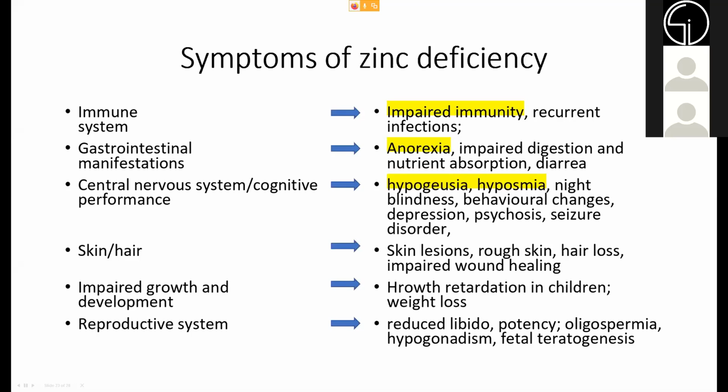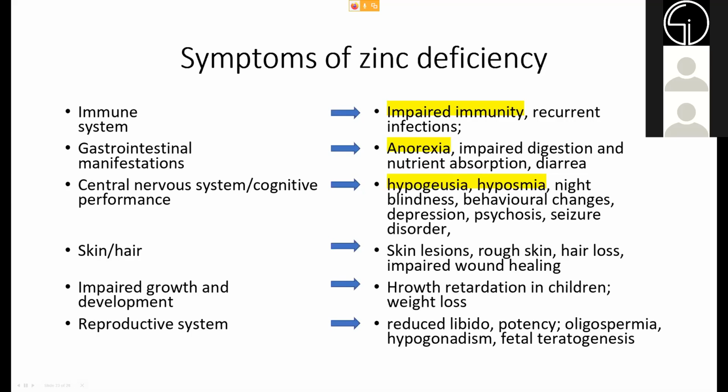These are important symptoms of zinc deficiency. There's the impaired immunity. If there is a mild zinc deficiency, you don't recognize that in the patient until they encounter an infection. So recurrent infections can be a symptom of zinc deficiency. Then on the gastrointestinal level, there is anorexia, hence a low appetite, impaired digestion, and reduced nutrient absorption, and it can, in extreme cases, lead to diarrhea.